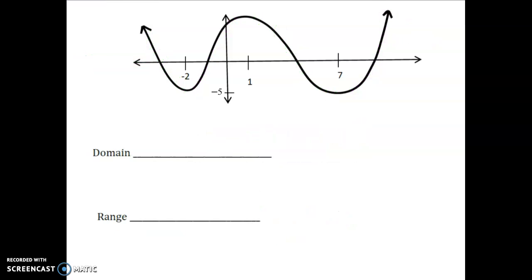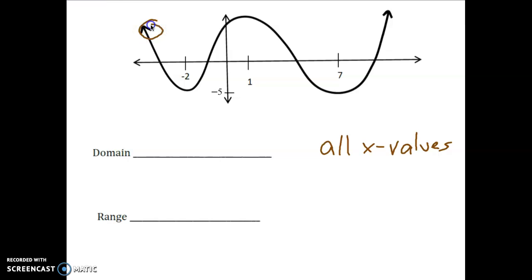All right, let's look at this one. Now we're going to talk about domain and range. I know you've seen those before. Let's just remind ourselves. Domain is all the possible x values. So we're going to consider all the values that my graph might have as it goes left and right.